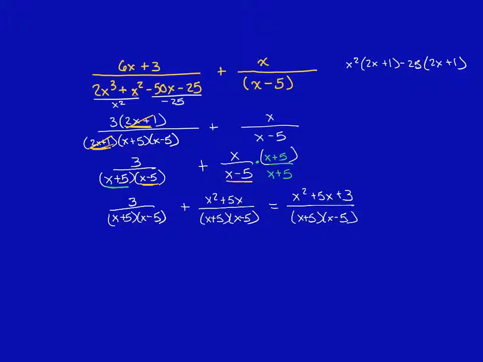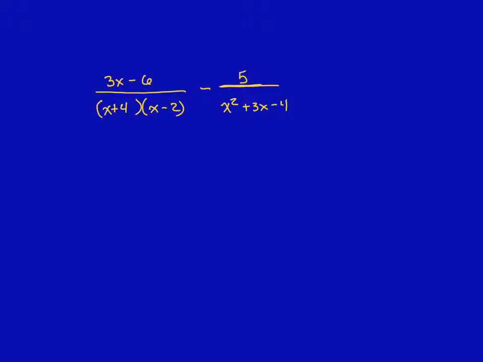Okay, so this is a quadratic, but there are no factors of 3 that are going to add up to 5, so this isn't going to factor, so it's just going to be x squared plus 5x plus 3 over x plus 5 times x minus 5, or we could write it as x squared minus 25, but there is our answer right there.